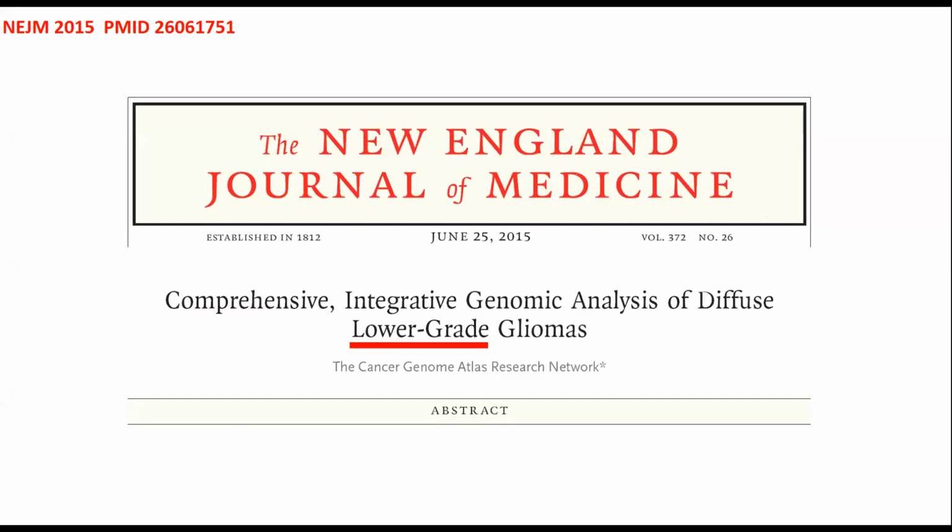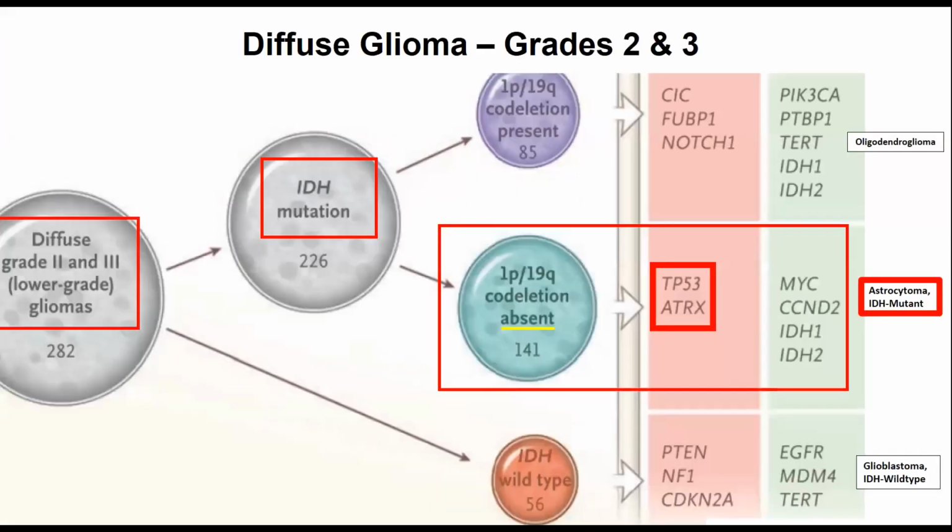All right, so this is New England Journal of Medicine, 2015, lower grade gliomas. Look at the red boxes. This is what we're talking about. Lower grade, which is grade 2 and grade 3. Anaplastic is no longer high grade, only 4 is high grade. Now with the molecular, anaplastic is lower grade.